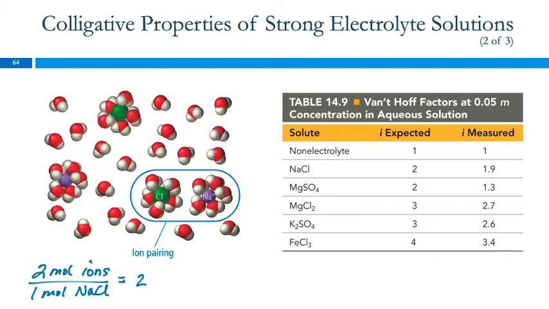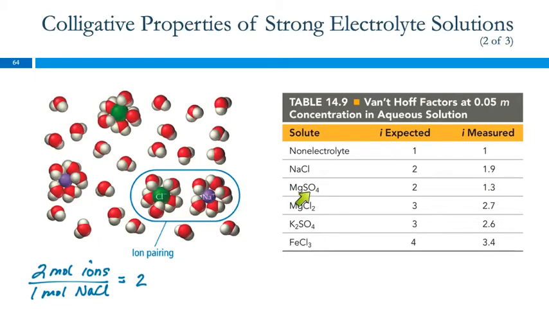That's what we expect. But there's something called ion pairing, where these dissolved ions are still a little attracted to each other and hang out together in solution. And when they're hanging out together like that, they act like one particle because they're moving together. So the actual Van 't Hoff factor is a little bit less than what we expect. So for sodium chloride, it's 1.9.